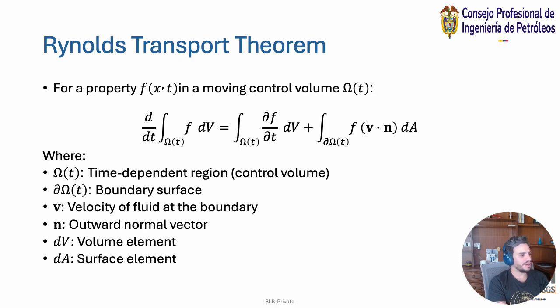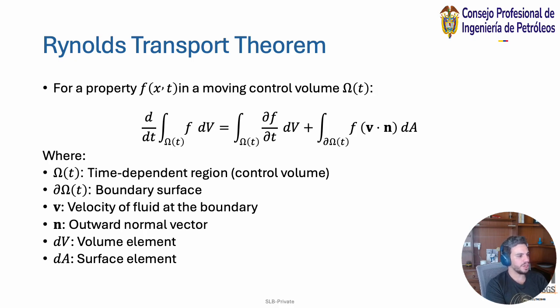Where omega of t is the time-dependent region, so it's your control volume. The boundary, the partial of omega of t, is your boundary surface. V is the velocity of the fluid at a given boundary. And n is your outward normal vector. And dV and dA are basically the volume and surface elements. So we want to break down this equation, but this is the foundation of all conservation equations when it comes to engineering. So this is a very important concept.